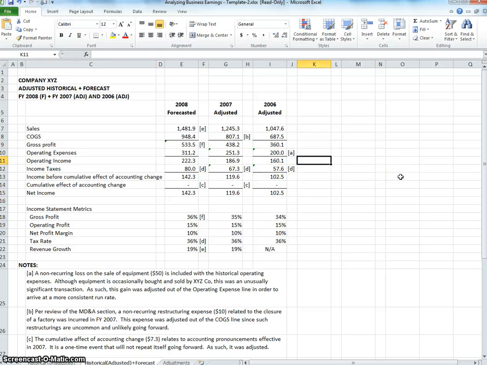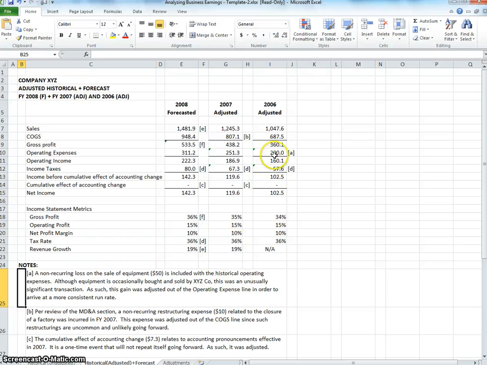So moving right along, operating expenses, I had an adjustment here as well. So I explained that here. A non-recurring loss on the sale of equipment is included within historical operating expenses. Although equipment is occasionally bought and sold by XYZ company, this was an unusually significant transaction. So I decided to back it out.